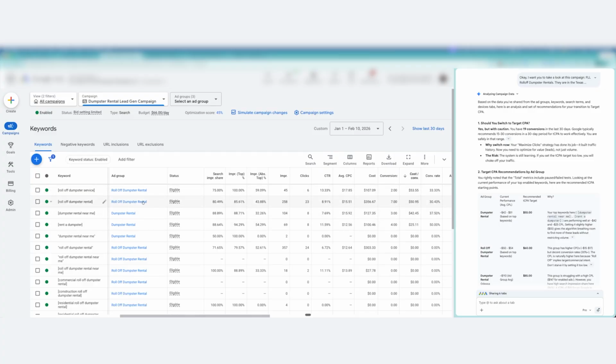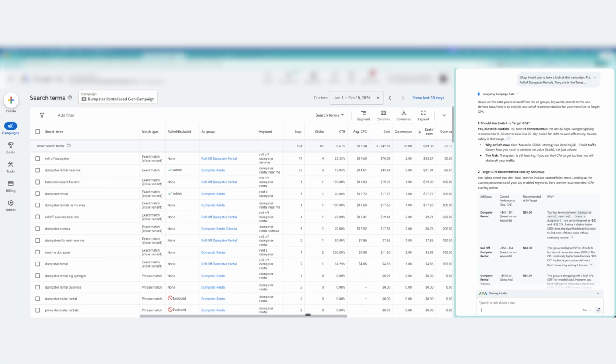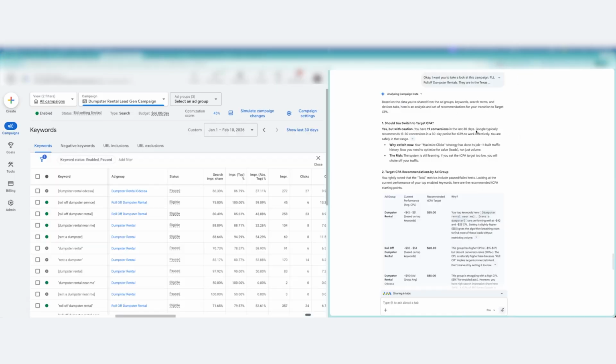You can see they all come from roll-off dumpster and dumpster rental. And I quickly switch it to enabled and pause to see where the dumpster rental Odessa keywords are. And it looks like the team did pause this one. And the reason they paused it is because the cost per lead is pretty high. Then I also shared to Gemini the search term report sorted by cost per lead, and the locations tab with it. Okay, so here's what Gemini said.